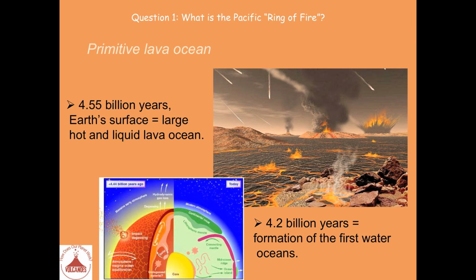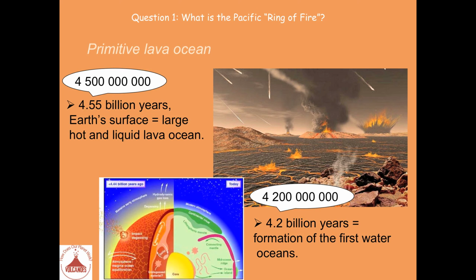At the time of the Earth's creation, 4.55 billion years ago, it's a big number, the Earth's surface was a large, hot, and liquid lava ocean. It slowly cooled down, and around 4.2 billion years ago, several water oceans started to form.